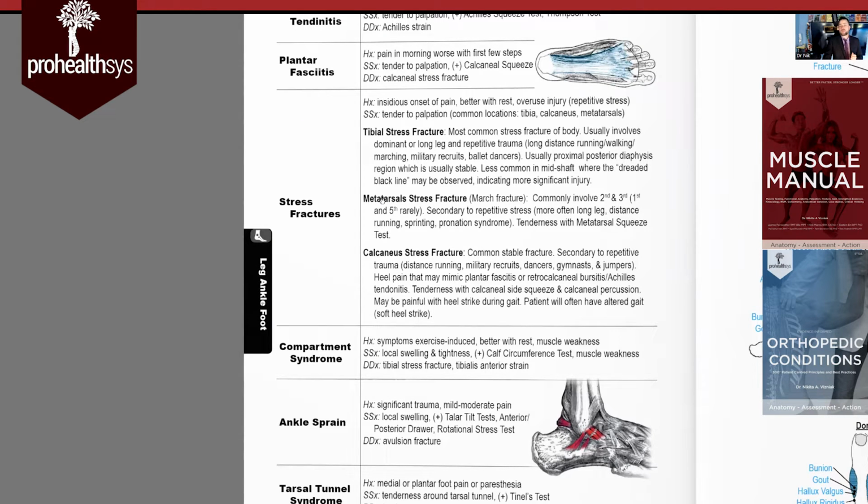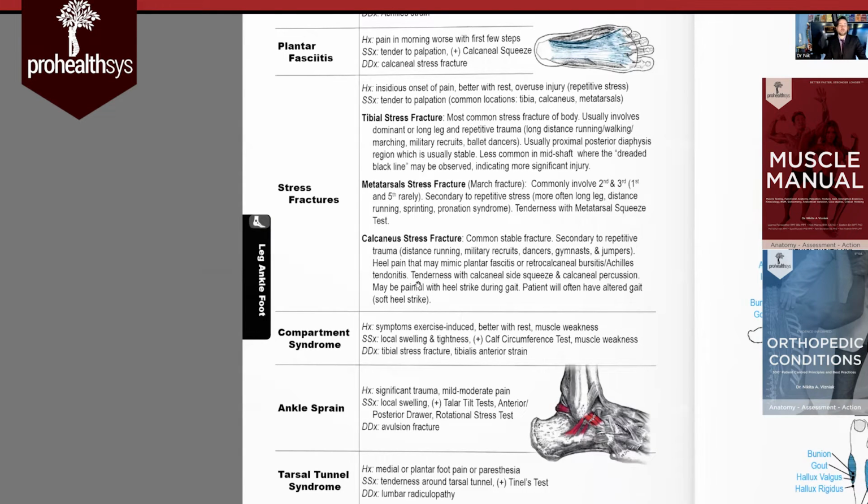Maybe we should talk about stress fractures a little bit rapidly here because it is an important condition for the foot, especially. So insidious onset of pain, better with rest. It is a micro trauma, repetitive overuse injury typically. Tender to palpation, and the most common locations, although it can happen anywhere in the foot, the most common locations are tibial stress fractures, metatarsal stress fractures, and calcaneal stress fractures. And just look for that history of a rapid increase in load or activity without giving the body time to adapt to it. And of course, these other conditions we'll go ahead and talk about individually.